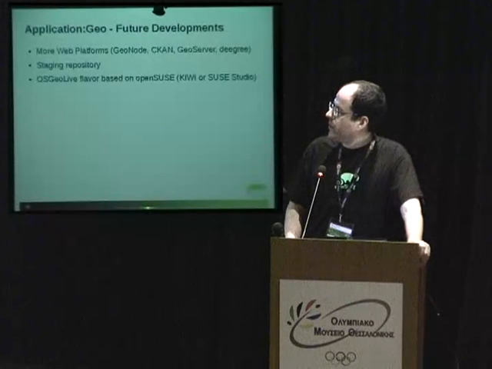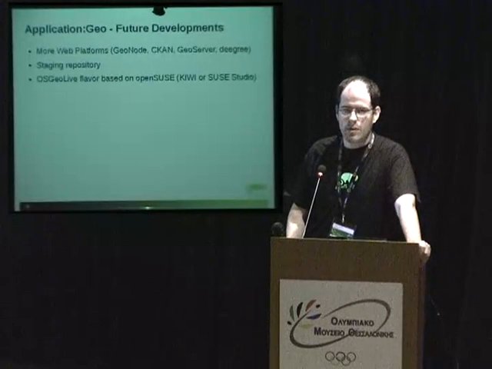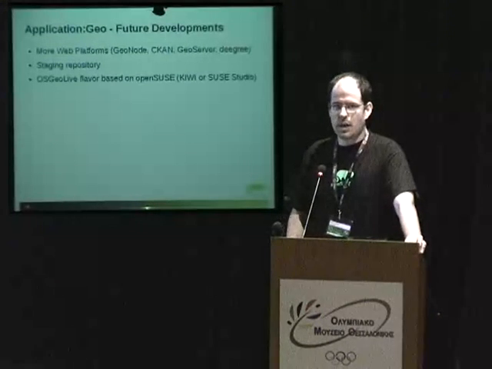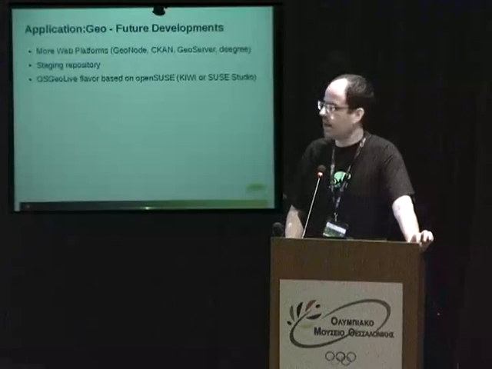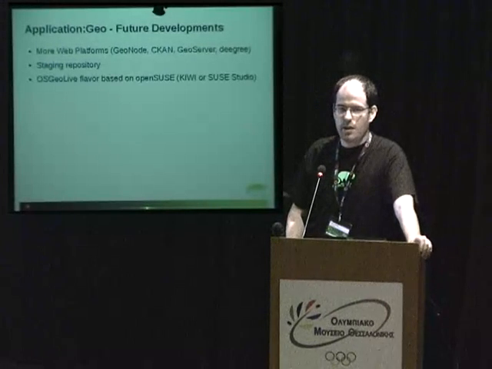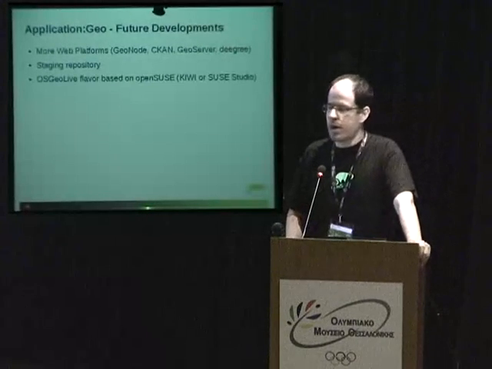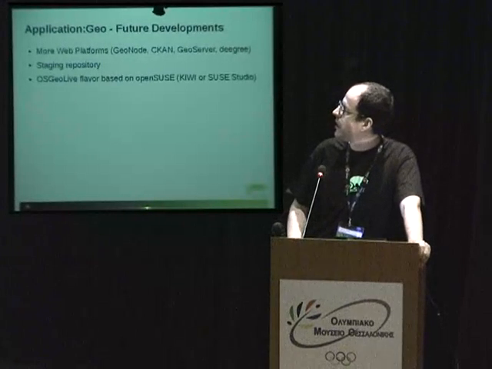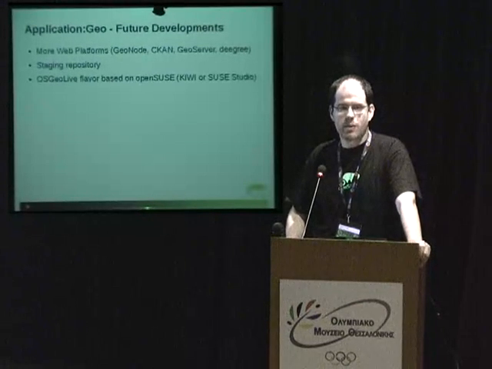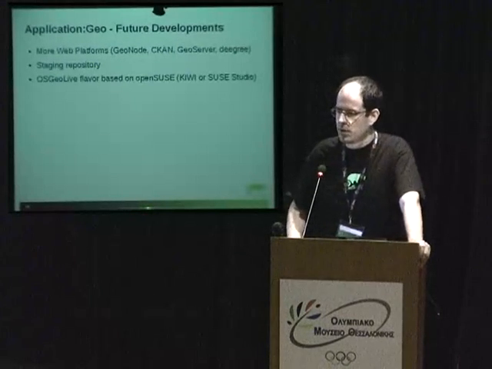So what's in it for the future? We wish to add more web platforms. Right now, Application Geo is mostly including desktop applications and development libraries, but some of the well-known projects that are web-oriented are missing. So we are trying now to include GeoNode, CKAN, GeoServer, and projects that are really used in the enterprise today, and create packages for them too.